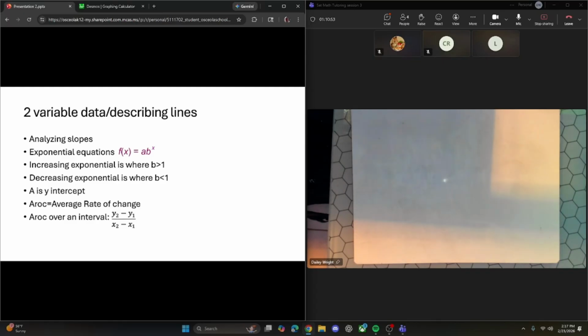AROC is the average rate of change. And the average rate of change over an interval is found by the equation y sub 2 minus y sub 1 over x sub 2 minus x sub 1. And I'll show you guys how to use that equation soon.